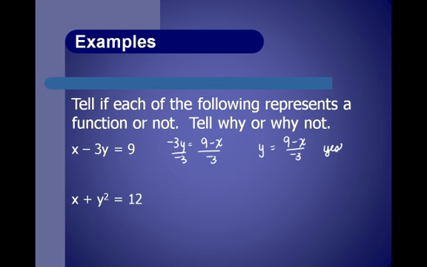The next one, x plus y squared equals 12. Same thing. Doing a little bit of algebra on here, if we subtract x from both sides, we would get y squared equals 12 minus x. Now remember back when we did square roots, remember there were two possible cases, which means y could be either a positive or negative square root of 12 minus x. So because it's a positive or negative, that makes it more than one y value. Therefore, that is not a function.